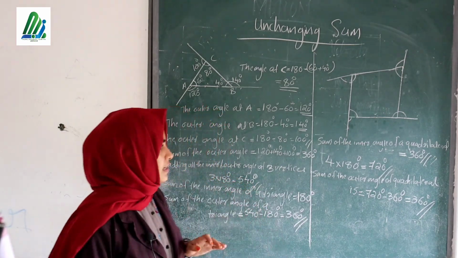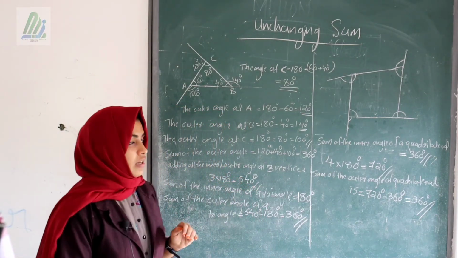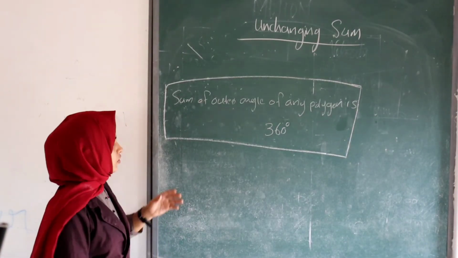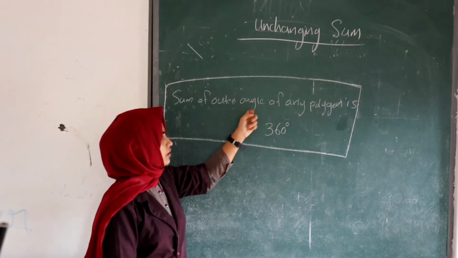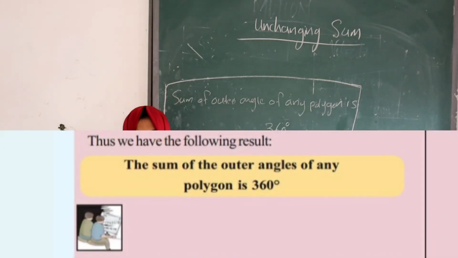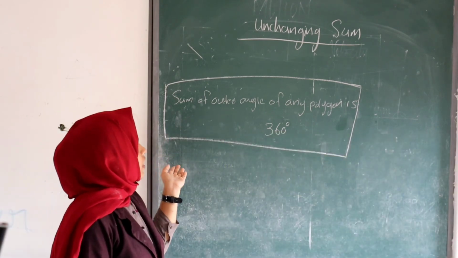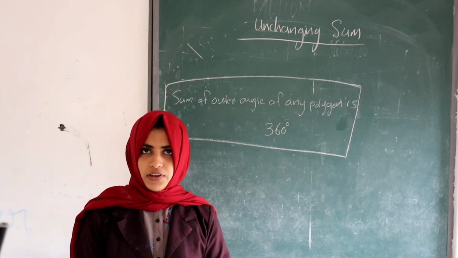So we reach a general result. The sum of the outer angles of any polygon is 360 degrees. So today we learned about the sum of the outer angles of any polygon.